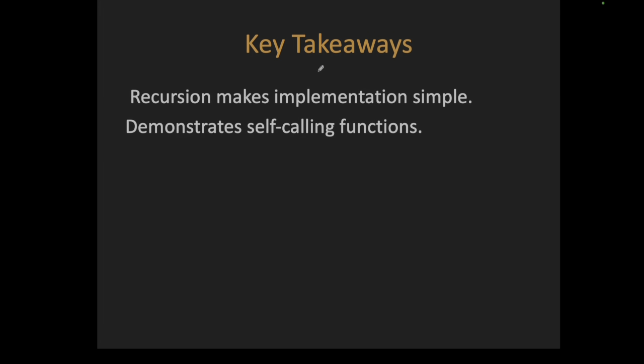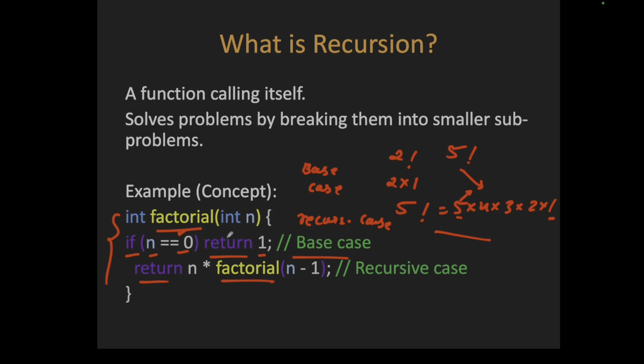Now let's discuss the key takeaway. Okay, recursion makes the implementation very simple. It demonstrates self-calling. As we know, instead of a for loop we can use this small code, so this is way easier.